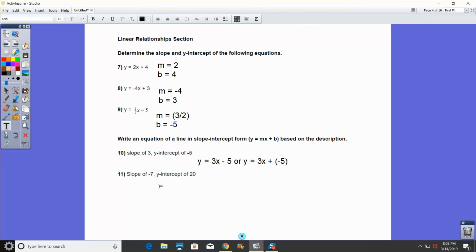With number 11, a slope of negative 7 and a y-intercept of 20. Once again, the same kind of thing here. We just write y equals negative 7x plus 20. We just take our slope and our y-intercept and we plug it in, and we're done. That's it. Set it and forget it. That's it, right? So that's how we do those particular problems.